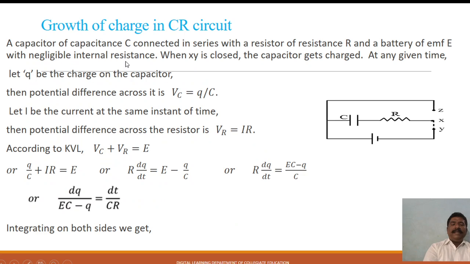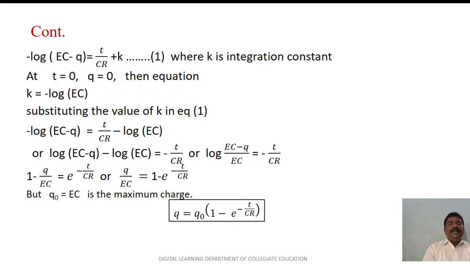Why am I getting the minus sign? Because when you take the integration of 1 by (EC minus Q), the Q term is negative, so we get minus log (EC minus Q). So I can write the equation as minus log (EC minus Q) is equal to t divided by CR plus K, where K is called the integration constant, whose value can be determined from the initial conditions.